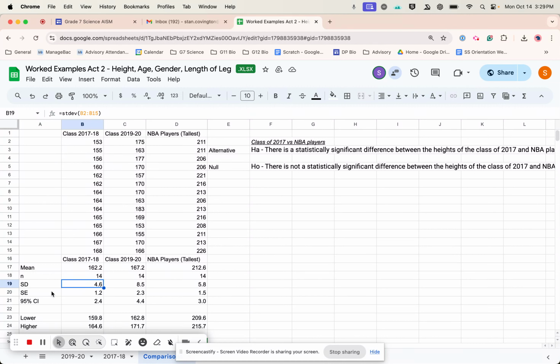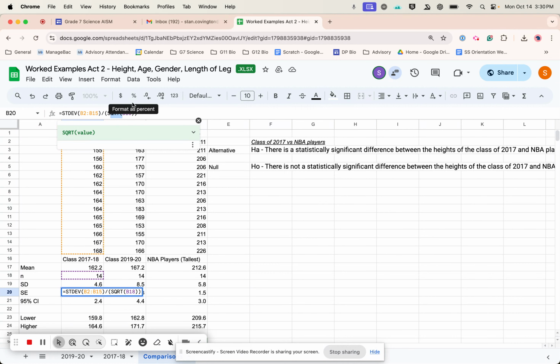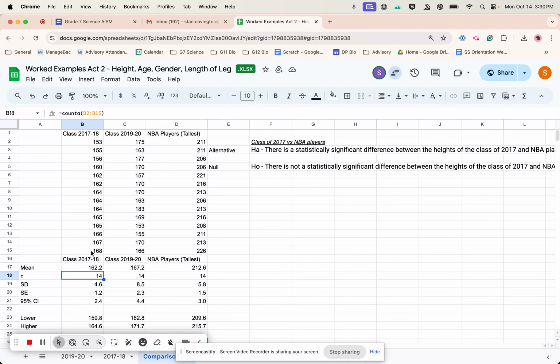Easy, okay? And then the two other ones we've talked about are standard error, which is basically the standard deviation, which I calculated here, divided by the square root of the total number, the sample, right? So in this case, that's equal to B18 here because this counted all of these, okay? That gives us the standard error, right? Which gives us an idea of the spread of where the mean lies.